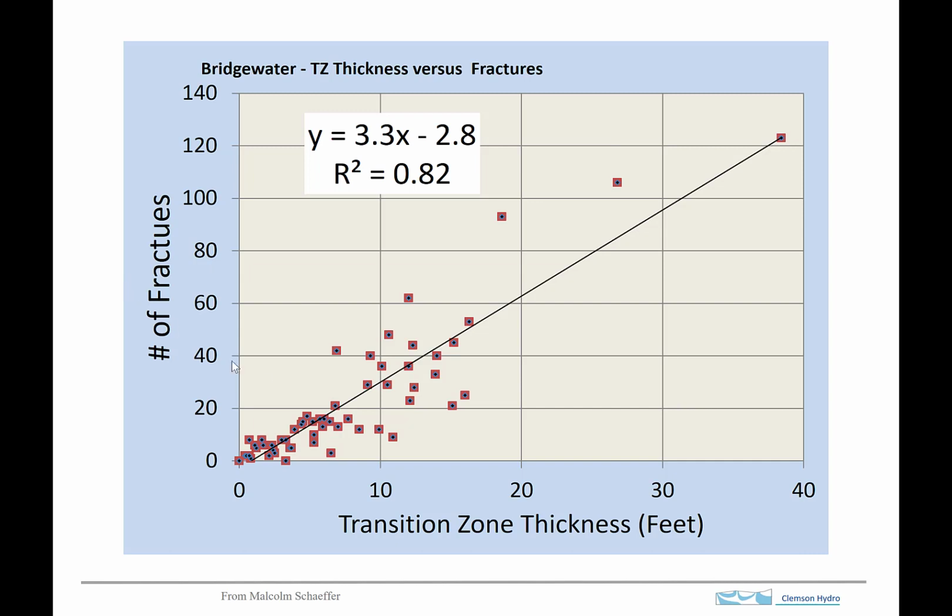And then in terms of the number of fractures as a function of the thickness, we see that they increase, and the slope of this is 3.3 fractures per foot from this core study. And so that gives us some insights about the fracture density. Remember, we said there are a variety of ways that fracture density could be determined, and the number of fractures per length is one of them. So in the transition zone, this gives us an estimate of roughly 3 fractures per foot as the fracture density in the transition zone.